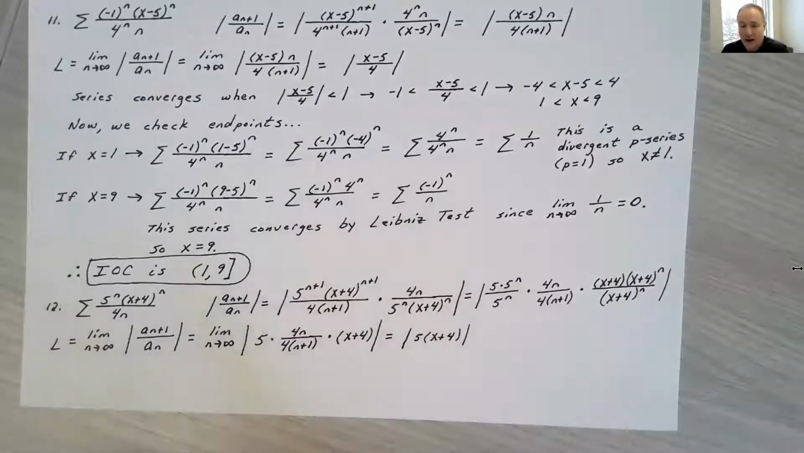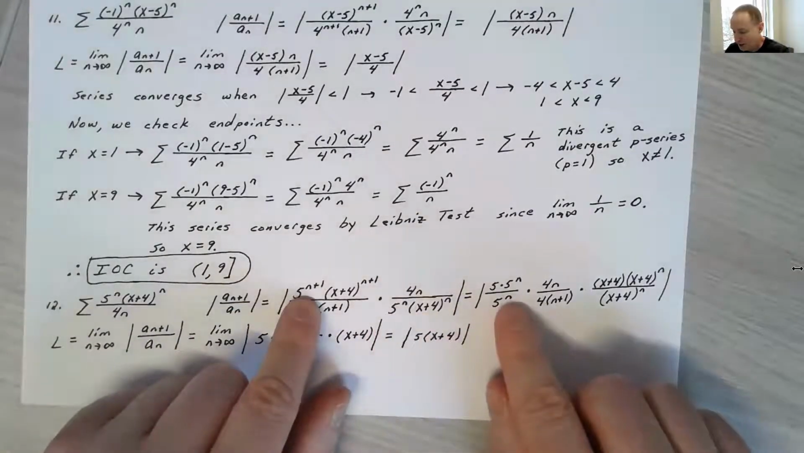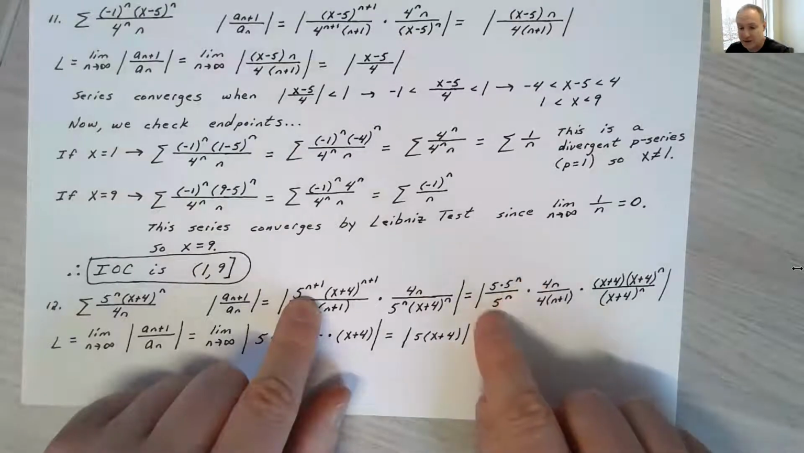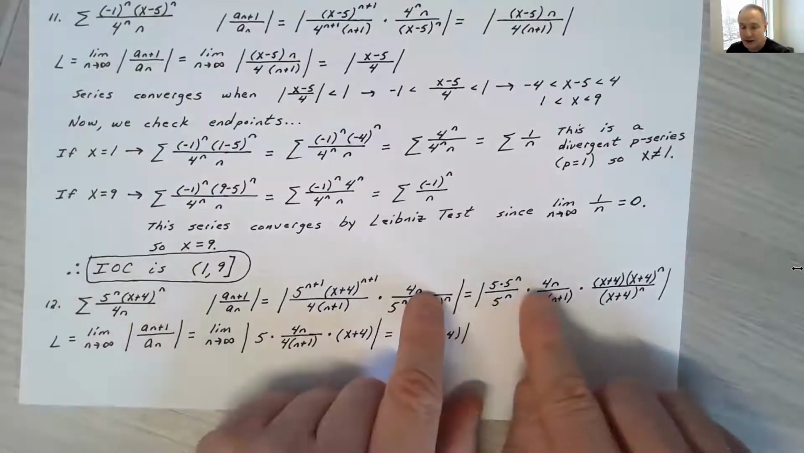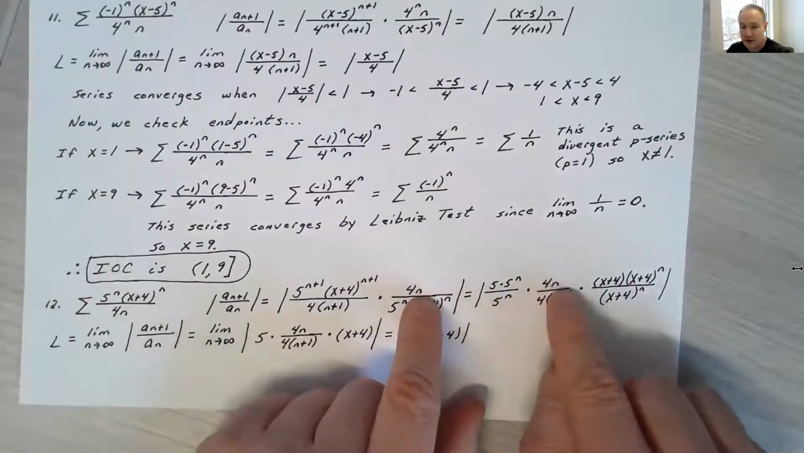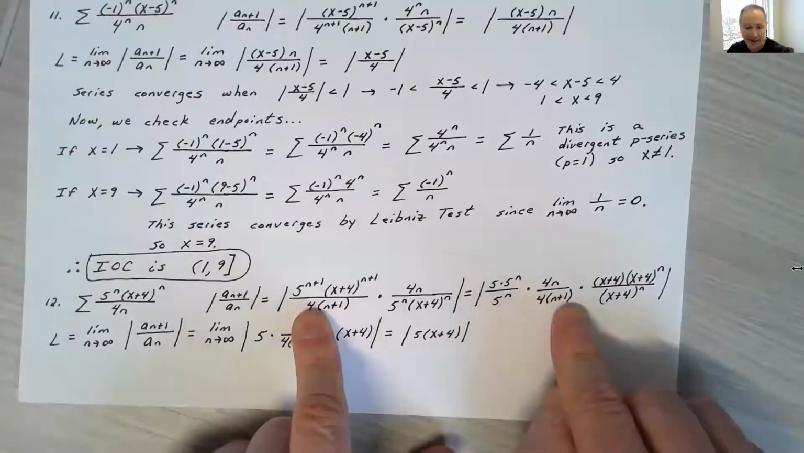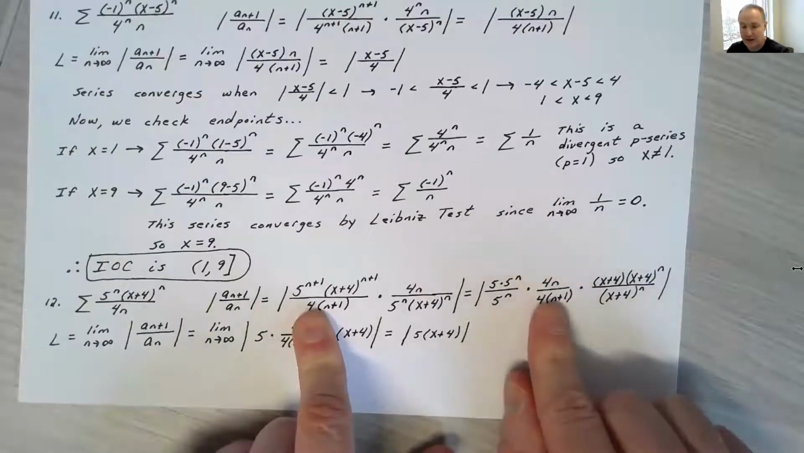If I look at the 5 to the n plus 1, I can say, well, that can be written as 5 times 5 to the n. The 5 to the n will cancel with the 5 to the n in the denominator. The polynomial terms, I'll put in the next fraction, I have a 4n over 4 times the group n plus 1. Nothing simplifies there yet in this step.